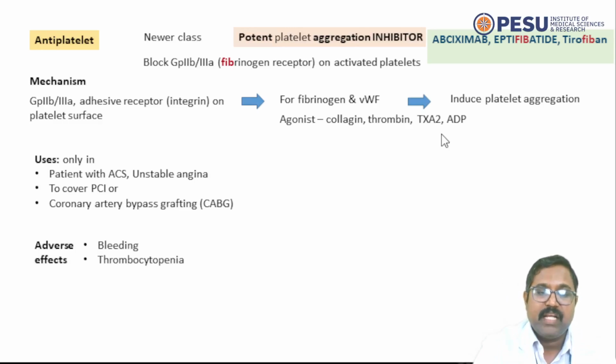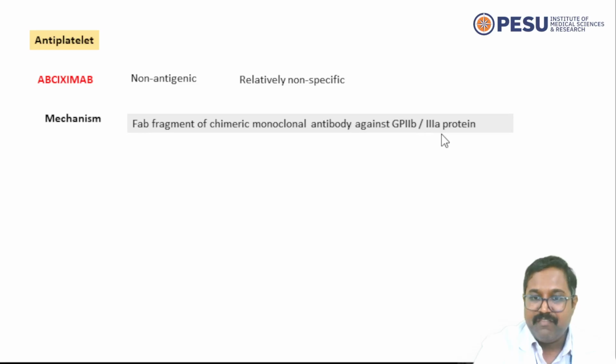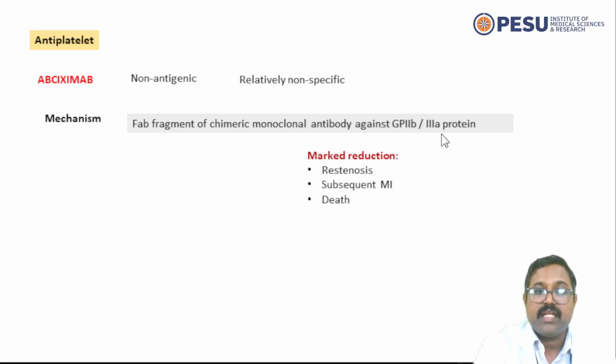So adverse effect profile, again the bleeding risk is there, thrombocytopenia risk is there. And coming to abciximab, it is a non-antigenic, relatively non-specific in nature mechanism. It is a Fab fragment of chimeric monoclonal antibody against the GP2B3A protein. So the advantage is there is a marked reduction in the restenosis, subsequent MI is reduced and the death risk is reduced. And also there is a reduction in the ischemic event as well.